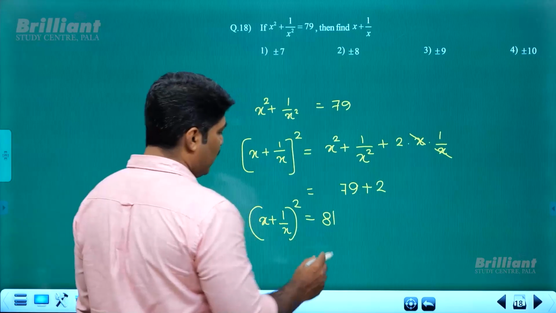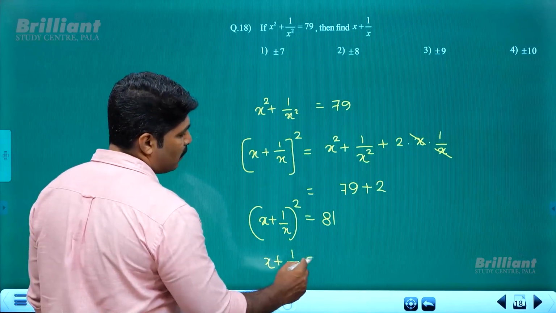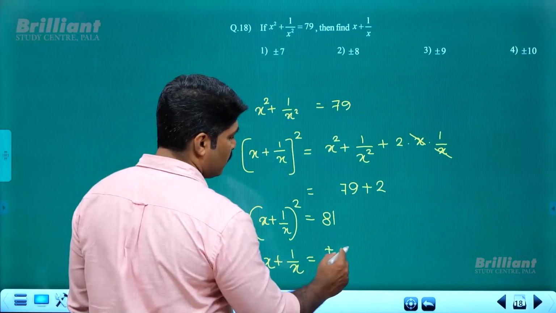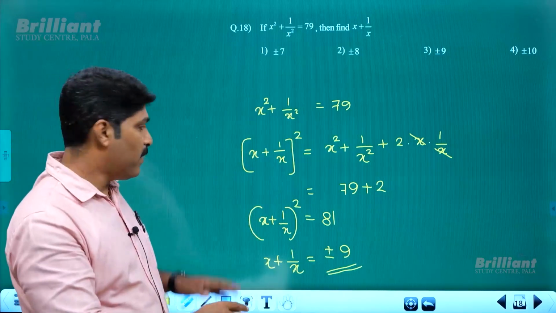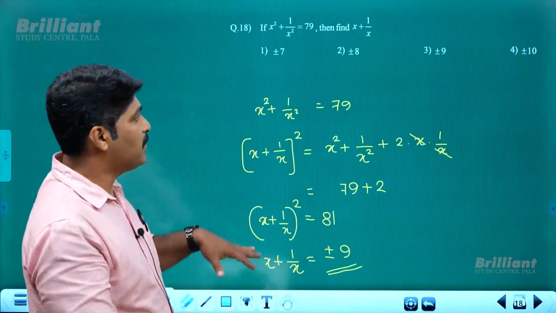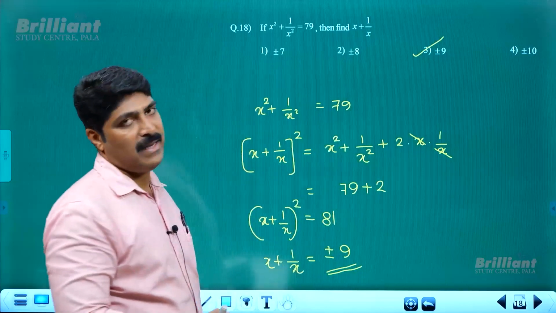Therefore, what will be the value of x plus 1 by x? We know that the root of 81 is equal to 9. So therefore, this is plus or minus 9, because it's a quadratic expression, x plus 1 by x the whole square. It has two roots. Therefore, we consider the positive and negative roots of that value. That's equal to plus or minus 9.